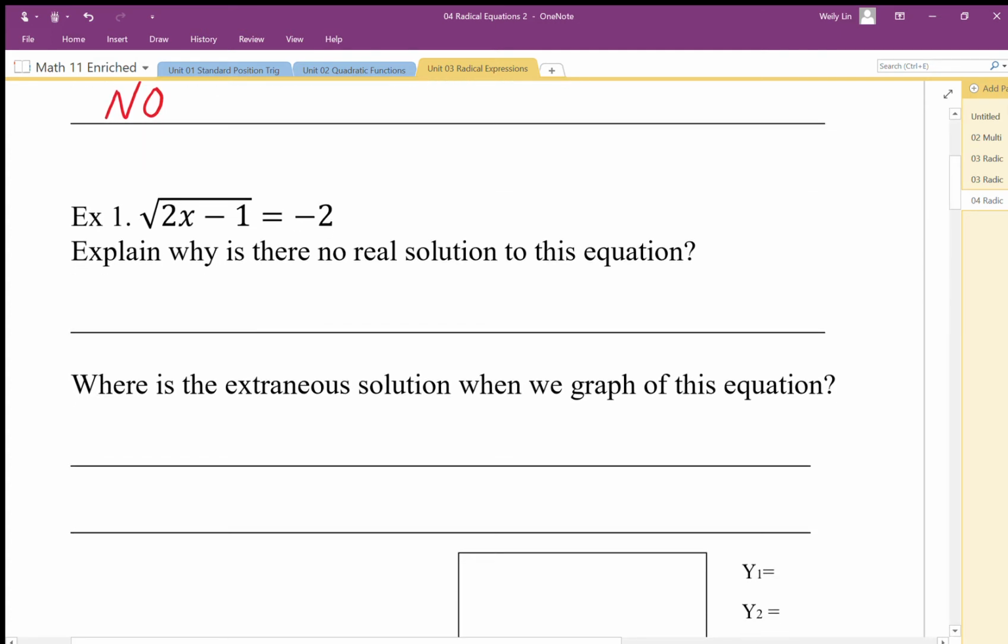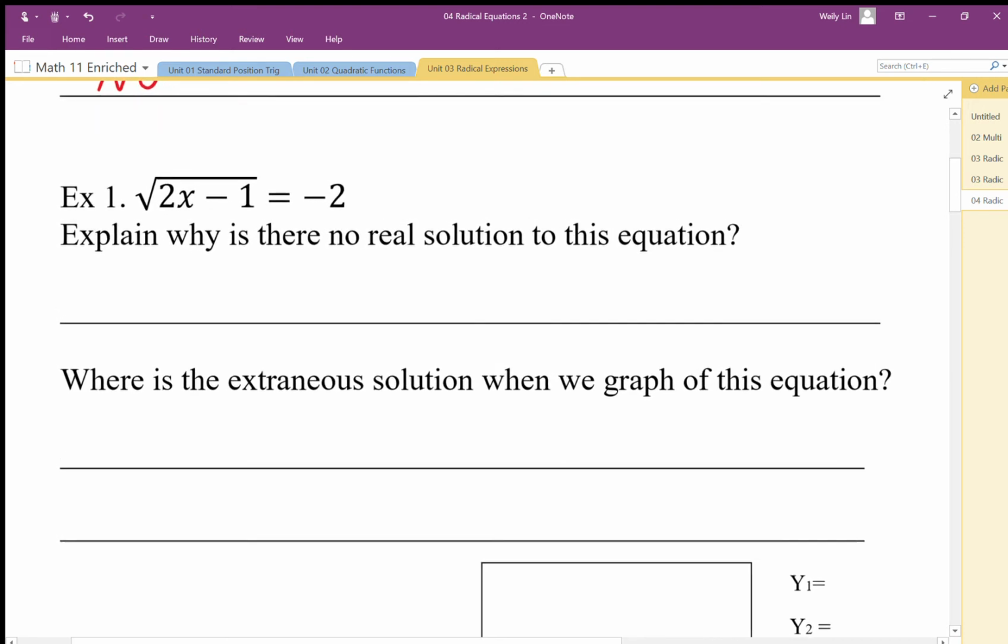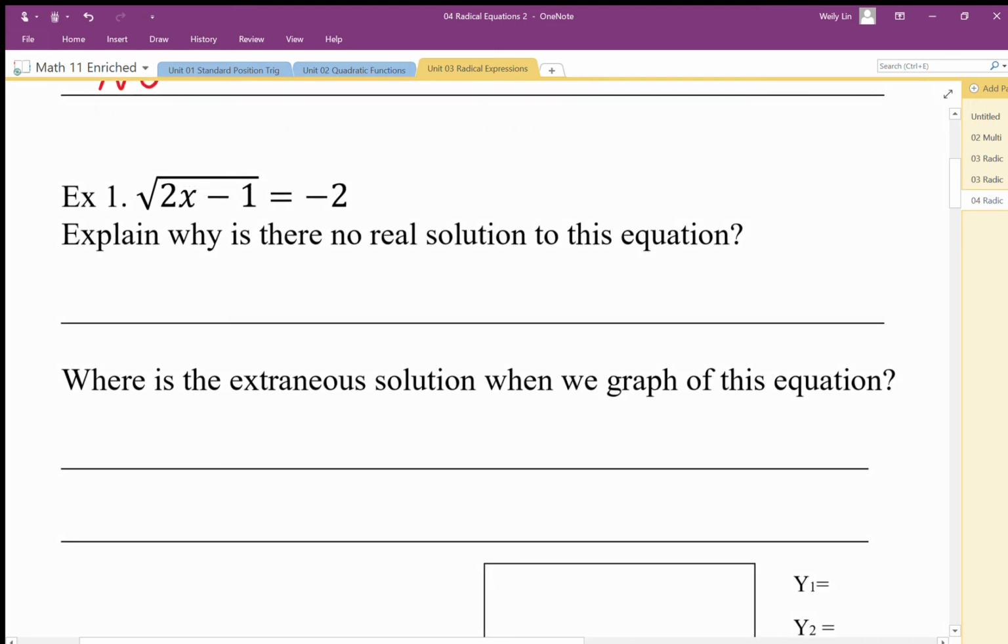So why is there no real solution to this particular equation? We have the square root equaling -2. Well, we can explain this by the fact that the principal square root is always positive. So that means that it cannot equal -2.